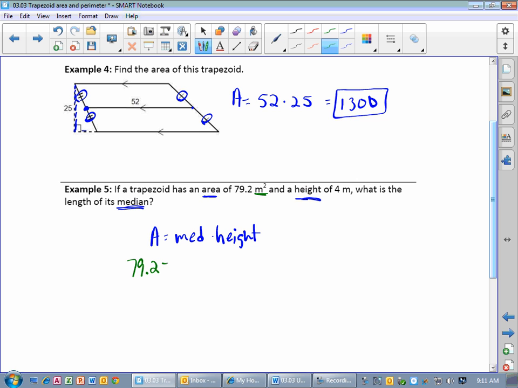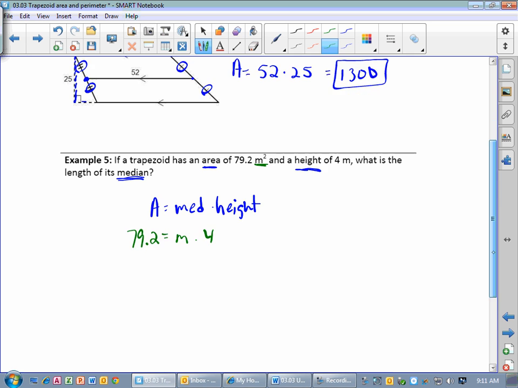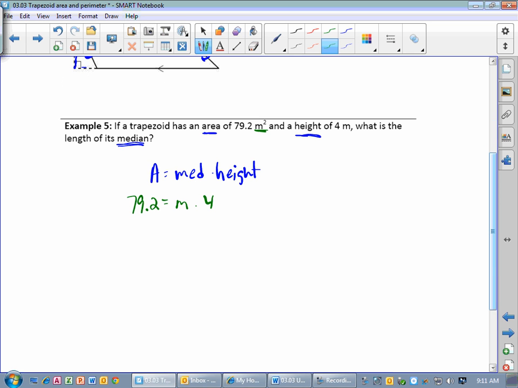So an area of 79.2 equals. Now we don't know the median, so I'm going to call that M. Don't feel like writing med even. And then times the height of 4. So how are we going to get M? Divide both sides by 4. And so the median is 19.8 meters.